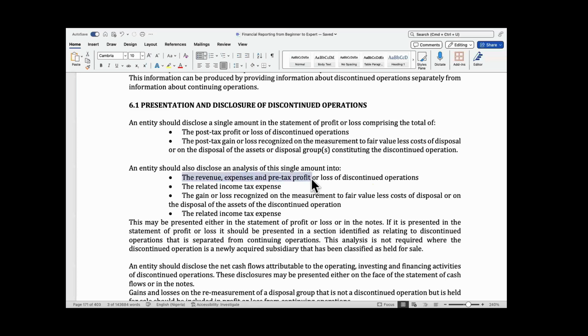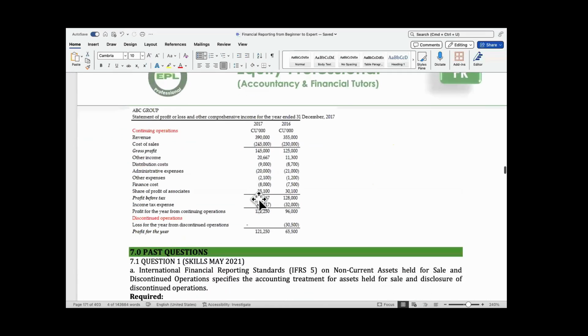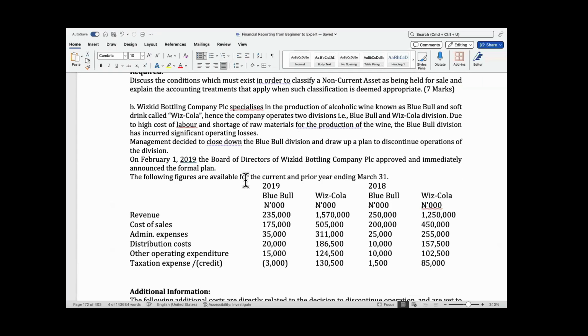Disclosing the revenue and all of that, the income tax, any related income tax expense, or any related expense, not only income tax expense. And if there is any gain or loss from remeasurement of any of the related assets, the impairment loss that I mentioned, you need to disclose all of those separately. Those have to be separately disclosed. Okay, so that's the entire principle around IFRS 5 on non-current assets and discontinued operations.